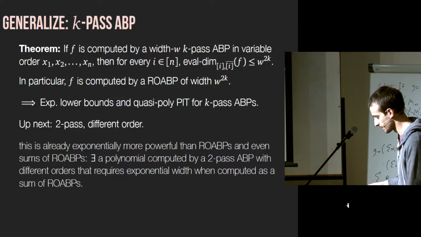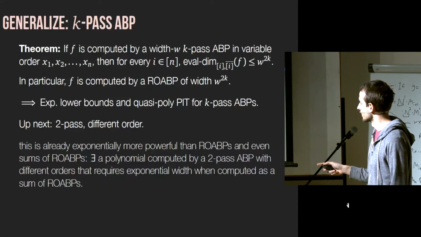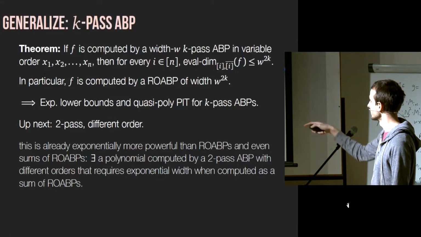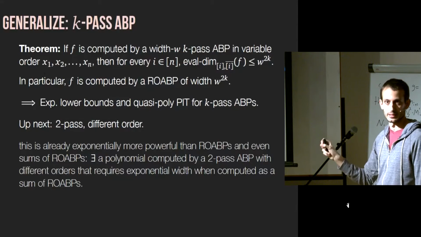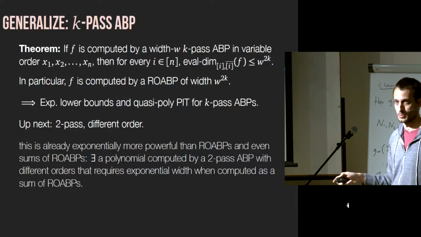So this paper of Vinit, Neeraj, and Chandan shows something that is a sum of two read-once ABPs, which is exponentially more powerful than one read-once ABP, and we show some simple polynomial that you can compute in 2 passes, but it requires large width when you compute it as sums.